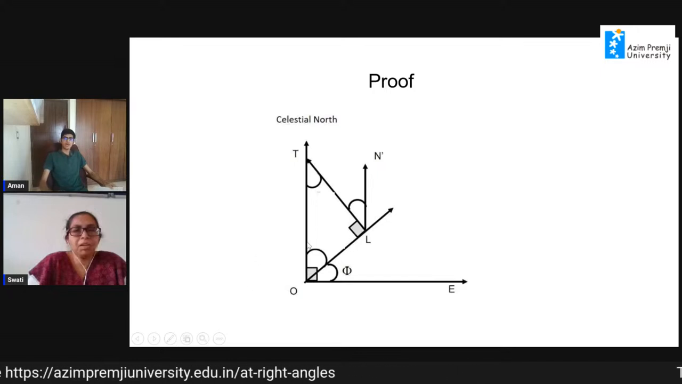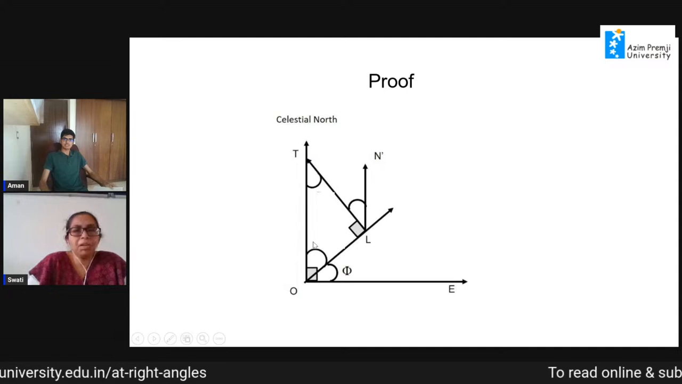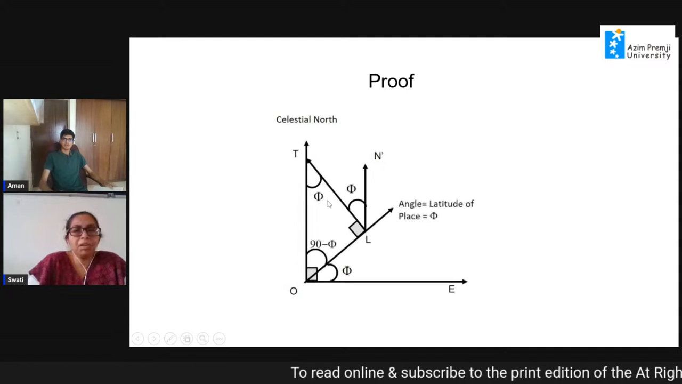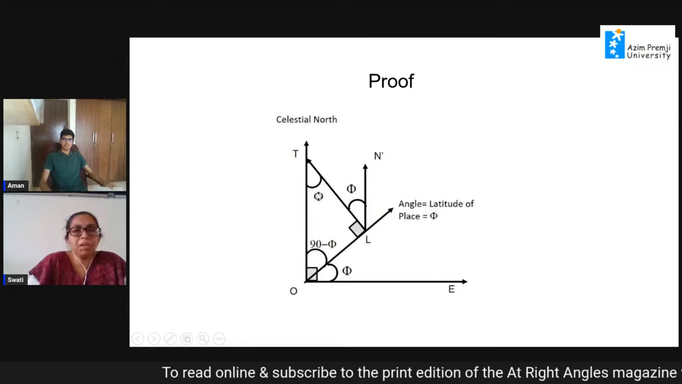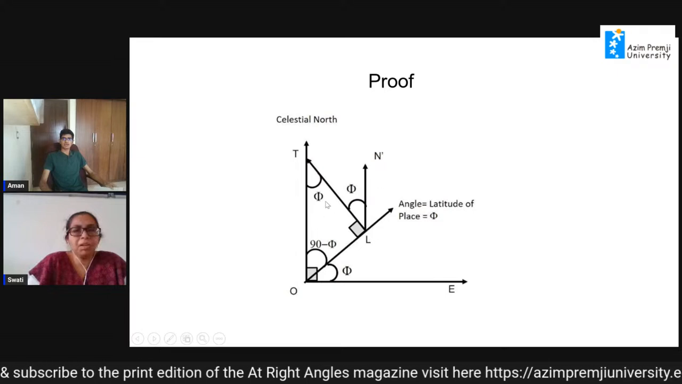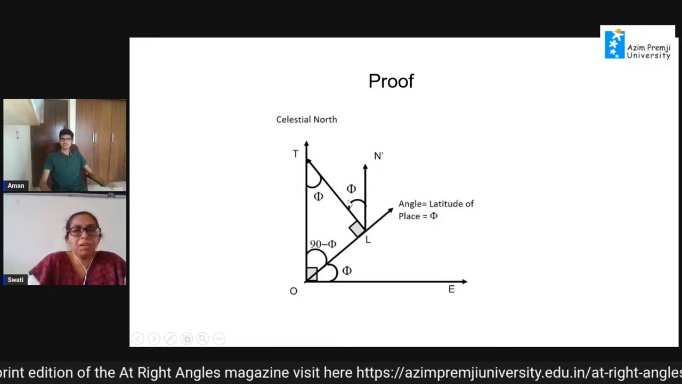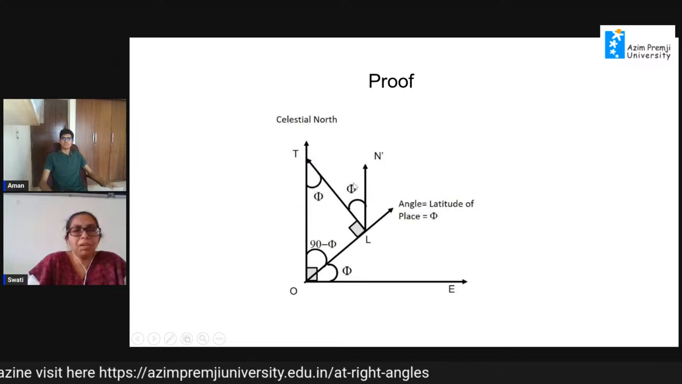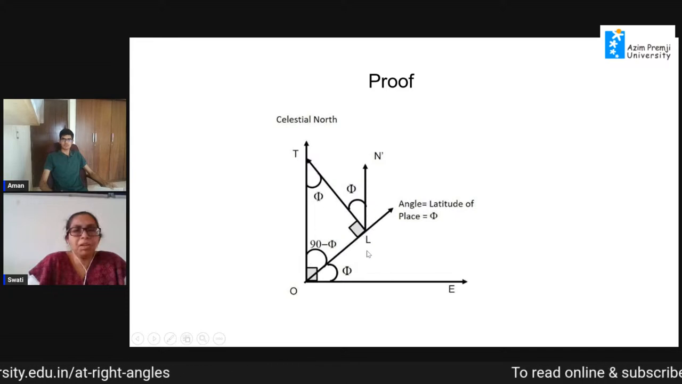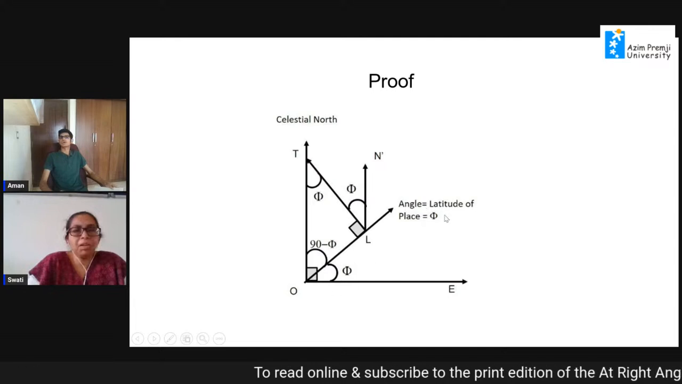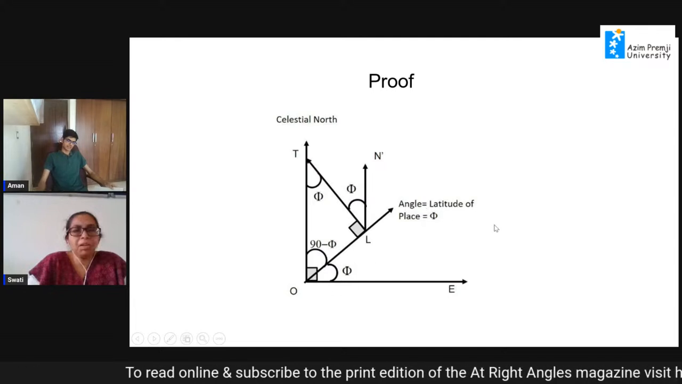Which means that OLT, because it's a right triangle, this is 90 minus pi. So this becomes pi over here, OTL. And because OTL and TLN prime are interior alternate angles, if I remember correctly, that means they have to be equal in magnitude. So you can see that the angle between celestial north and local north is the same as the latitude of the place. Right. So that's the proof of that fact.